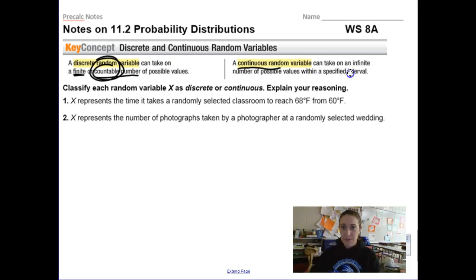Continuous random variables can take on an infinite number of possible values within a defined interval. So they don't say it, but the keyword in my brain is decimals. If you can measure this variable with a decimal or a range of decimals, like 0.2, 0.218, that means you have a continuous variable.